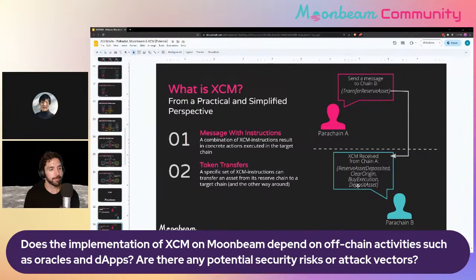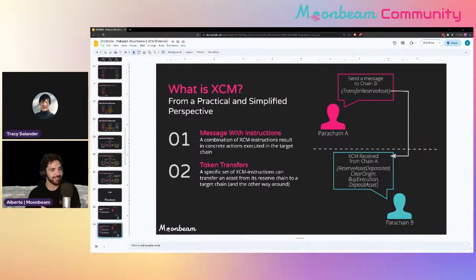Okay, thank you. The next question is still relating to risk. How does Moonbeam ensure the decentralized and censorship-resistant nature of XCM implementations? Are there any mechanisms to prevent potential attacks or malicious behavior?